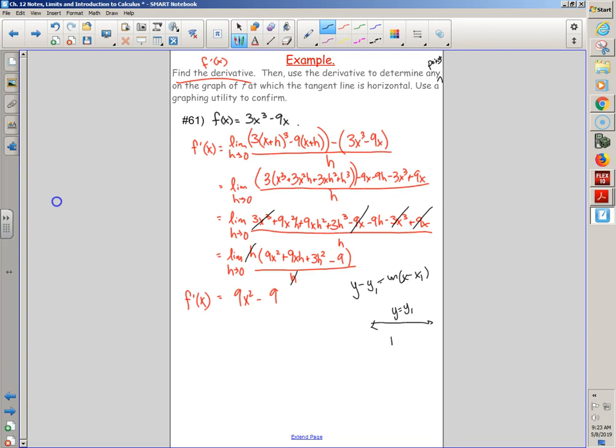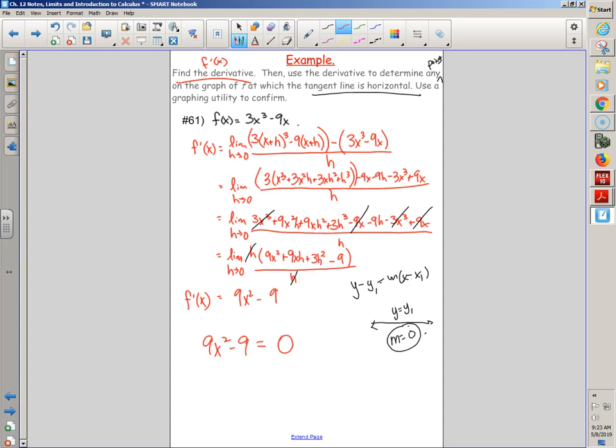So m equals 0. Wait a minute. If m equals 0, then how are we supposed to figure out when the tangent line is horizontal? Isn't the derivative all the slopes? Yeah. So can't I say, well, all the slopes, when are all the slopes equal to?